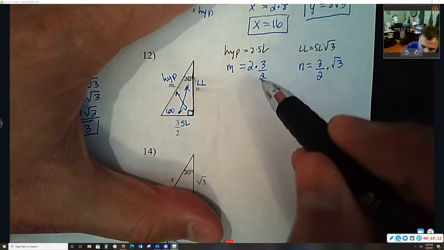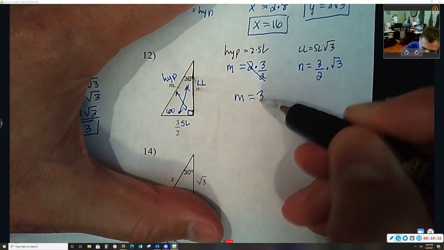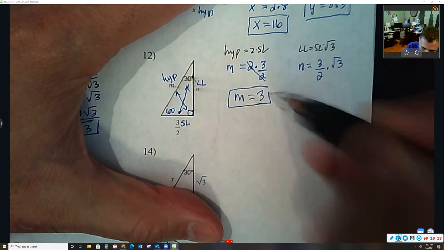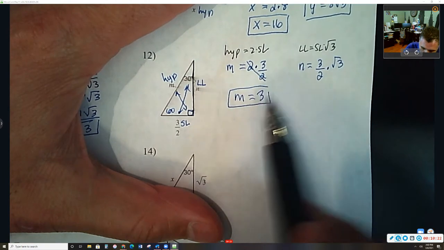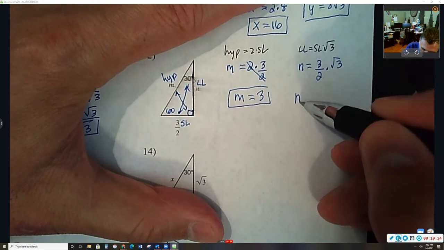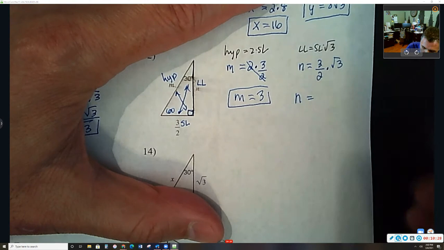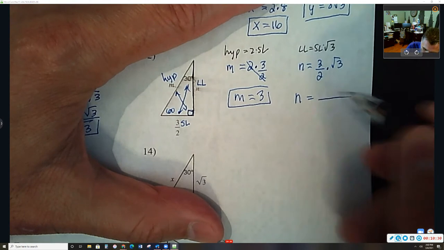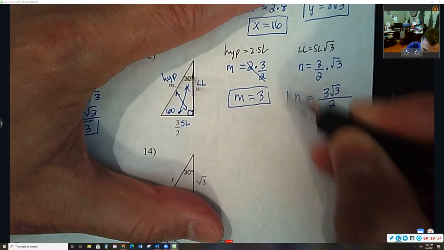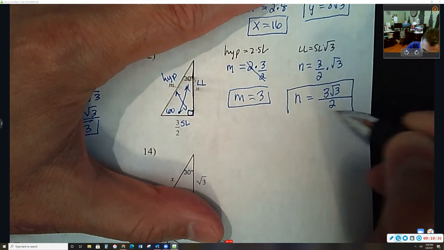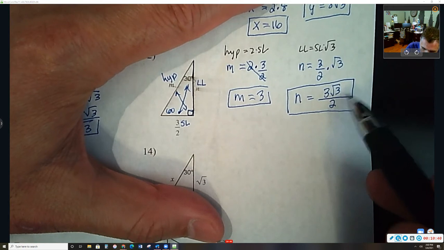You got a 2 on top, 2 on the bottom. M equals 3. Or you could say 2 times 3 is 6. 6 divided by 2, 3. And then over here, because these are not underneath the square root, you cannot combine it with that one. We would just write it like this. And that's it. We still have 3/2, and it's still being multiplied by the square root of 3. It just looks different.